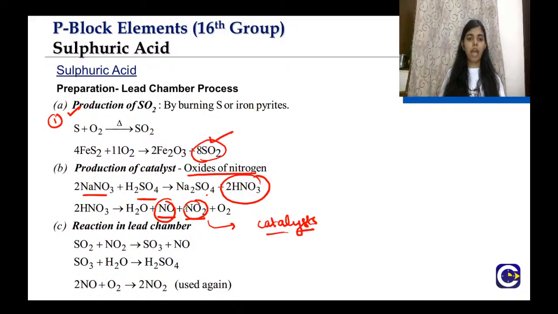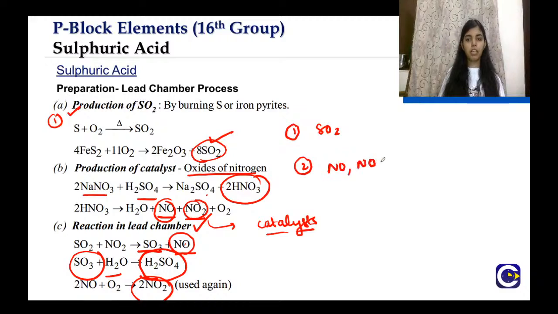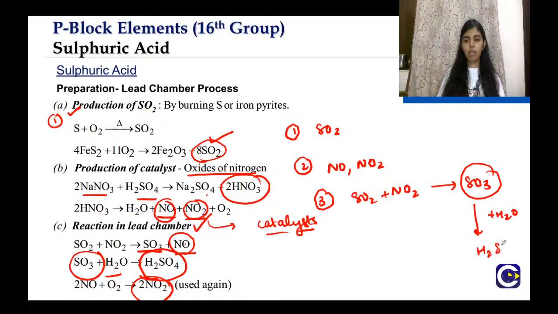Now these SO2 and this NO2 oxide will combine to form SO3 and NO. This SO3 will react with water to form H2SO4, right? And the NO which is being released basically will form NO2, right? So this is how basically you can manufacture H2SO4. This is known as lead chamber process, right? So first what is done? SO2 is formed. Second, NO and NO2 are obtained. Third, you will just mix up the two, that is SO2 will react with NO2 and it will lead to the formation of SO3. Now this SO3 on reaction with water will give you H2SO4. So this is how basically you can produce H2SO4.